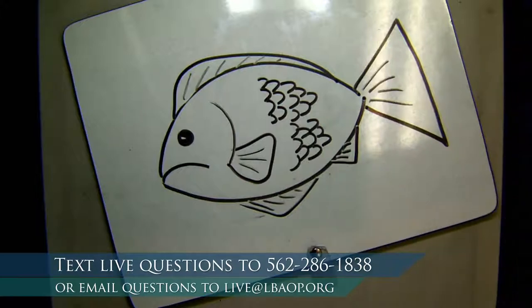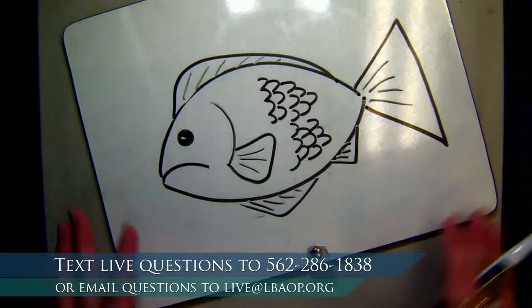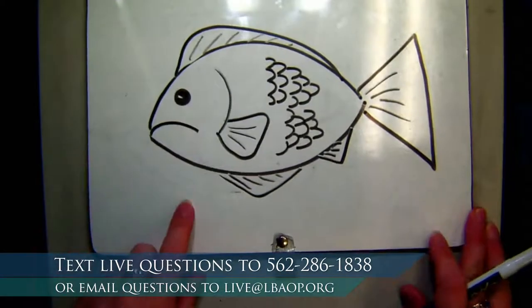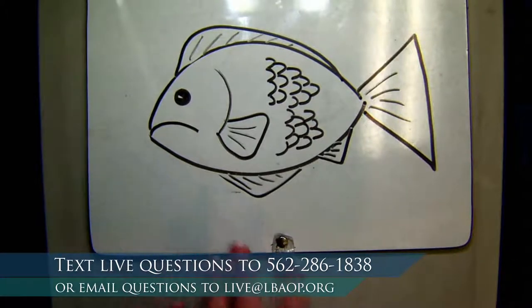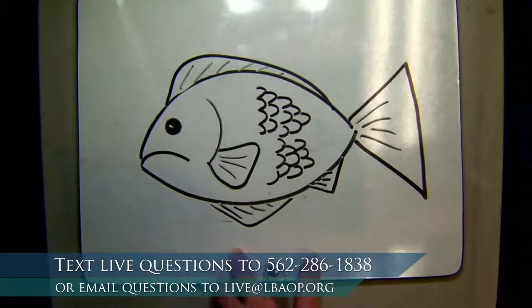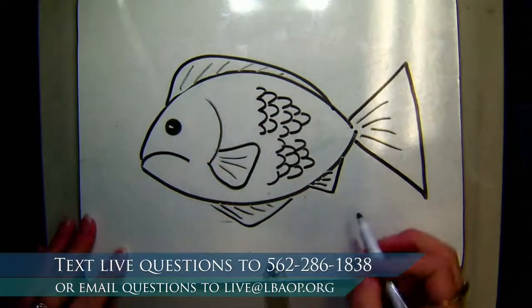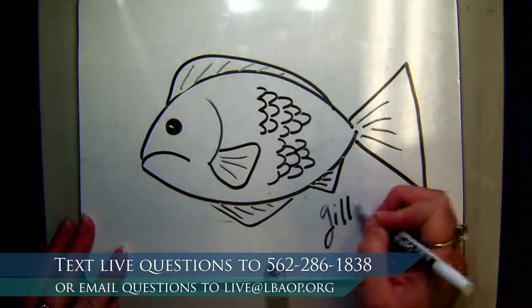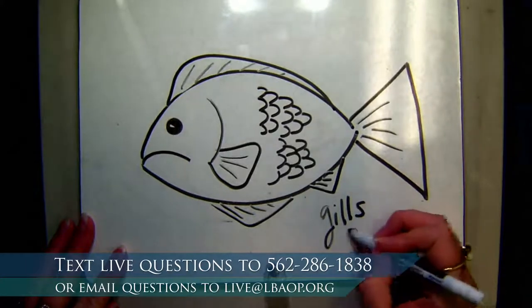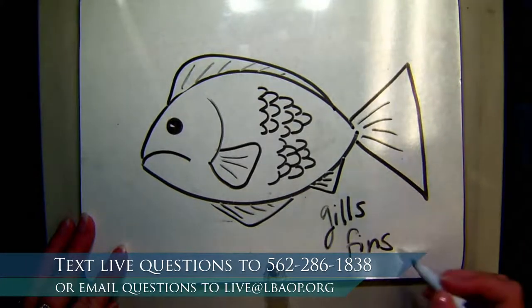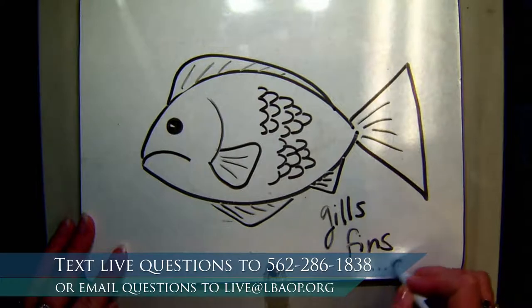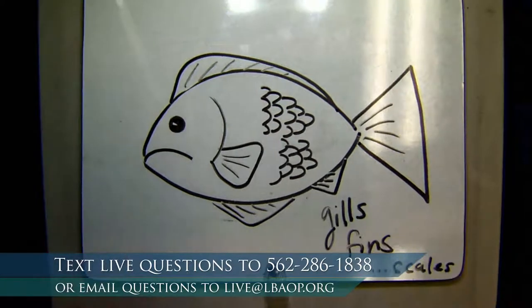All right. Now, today we're going to be exploring fish, but they're not all going to look like this. Remember, this is a very stereotypical fish. When you close your eyes and picture a fish, we're often picturing something like this. But today we're going to explore a handful of different fish. However, they're all going to have gills. They're all going to have fins. And not all of them have scales, but we'll keep an eye out for the ones that do.